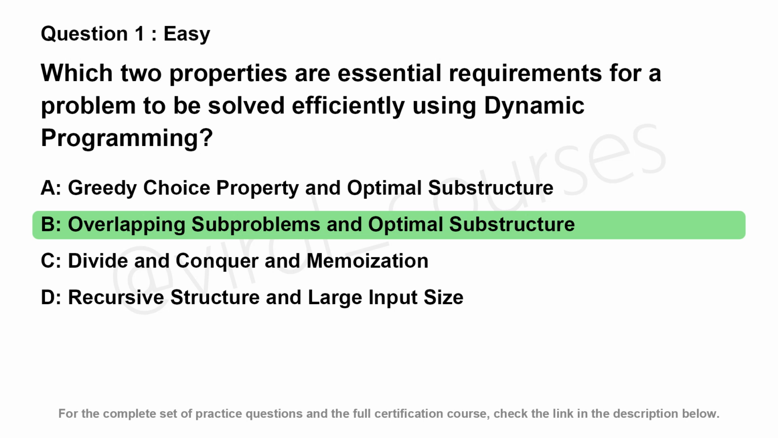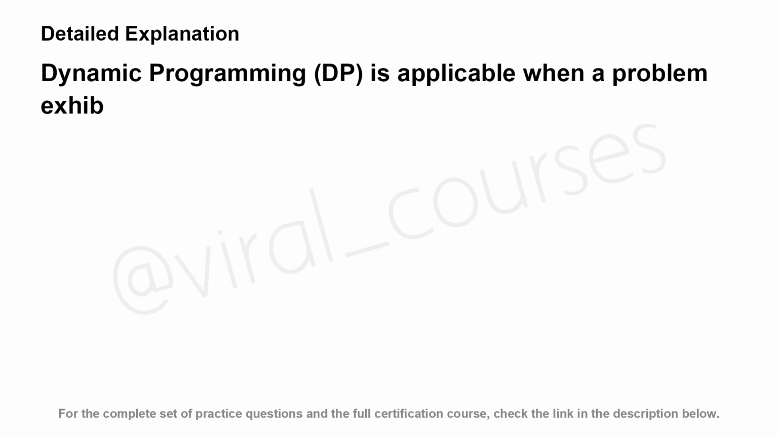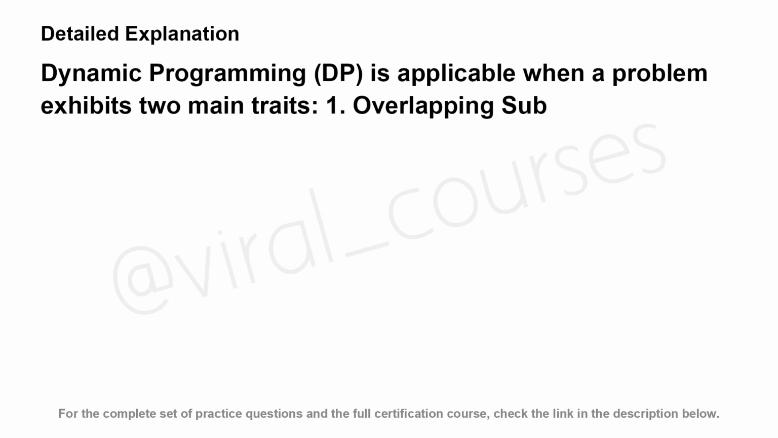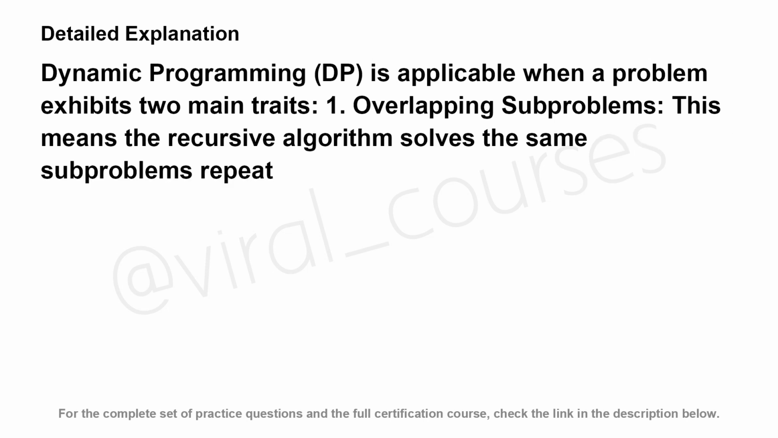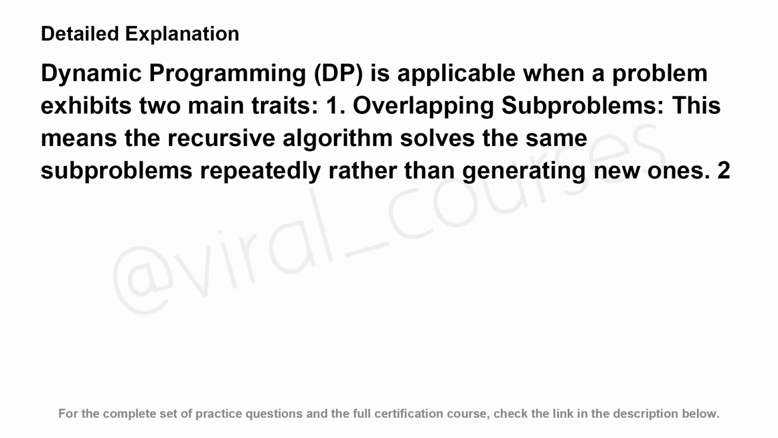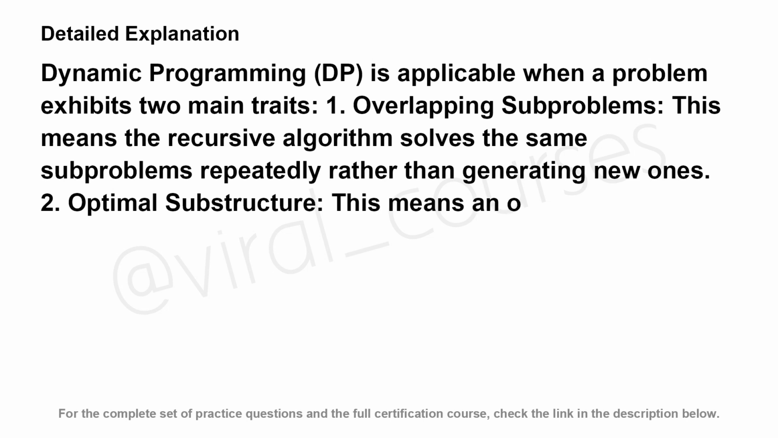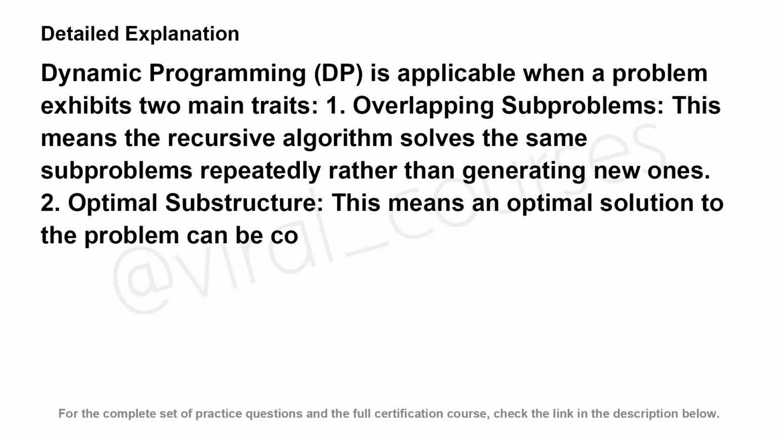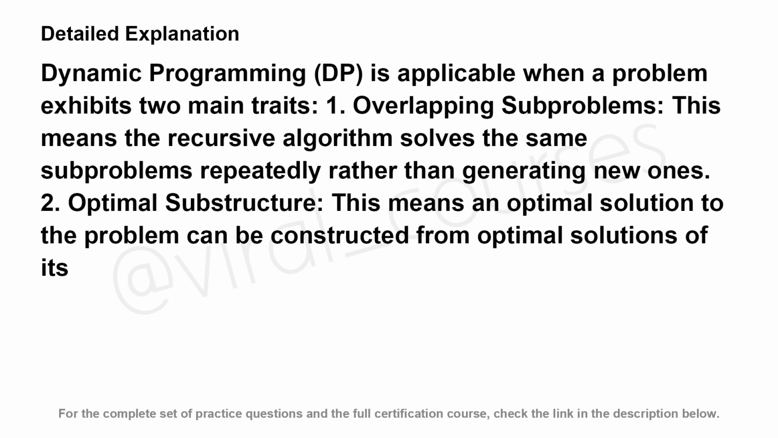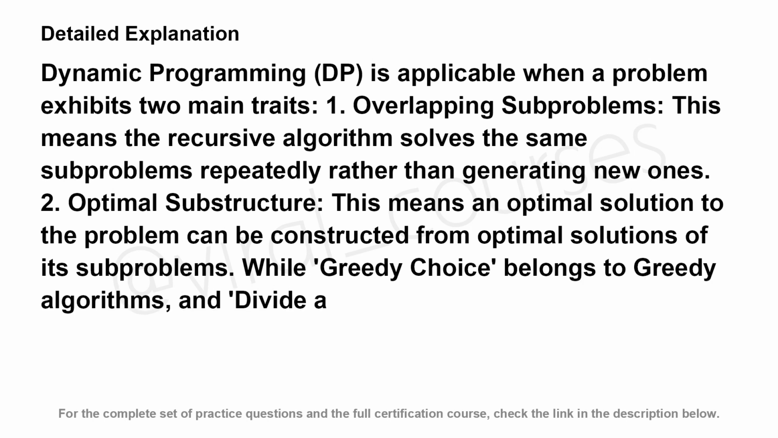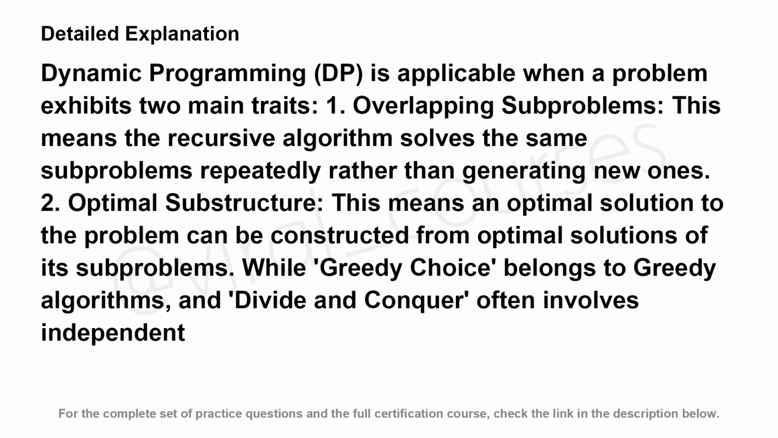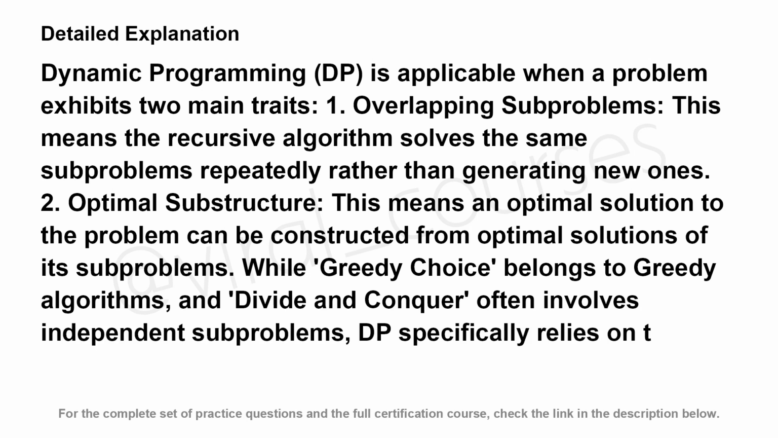The correct answer is B. Dynamic programming, DP, is applicable when a problem exhibits two main traits. 1. Overlapping subproblems. This means the recursive algorithm solves the same subproblems repeatedly rather than generating new ones. 2. Optimal substructure. This means an optimal solution to the problem can be constructed from optimal solutions of its subproblems, while greedy choice belongs to greedy algorithms. And divide and conquer often involves independent subproblems. DP specifically relies on the reuse of shared subresults.